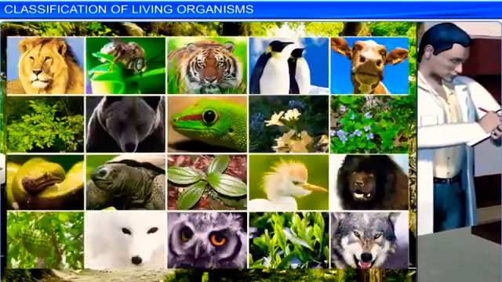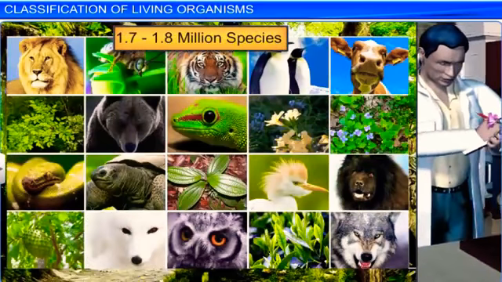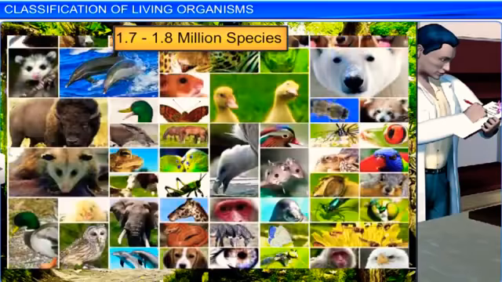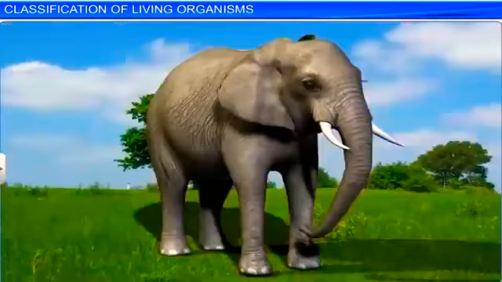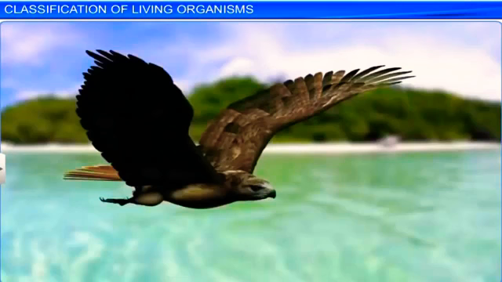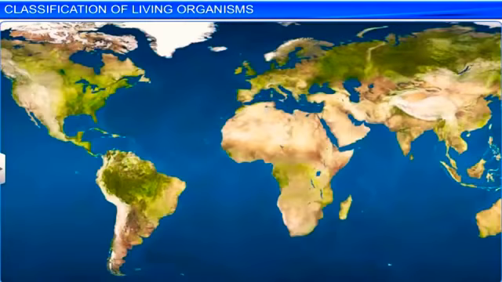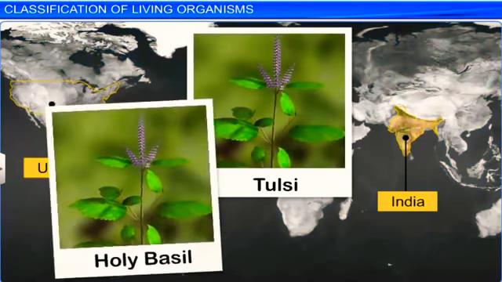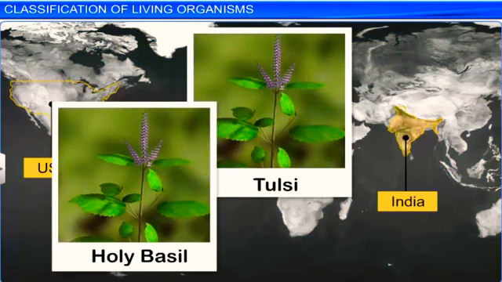Today, there are about 1.7 to 1.8 million species known to us, and this number is ever increasing as we explore new areas along with the old ones. The number and types of living organisms on the Earth is referred to as biodiversity. It is common to find living organisms being known by different local names in different parts of the world.